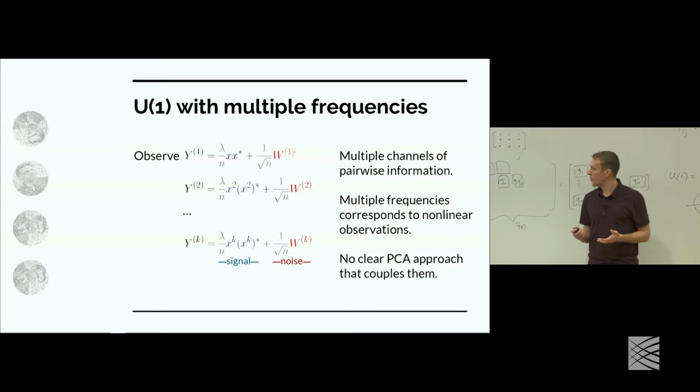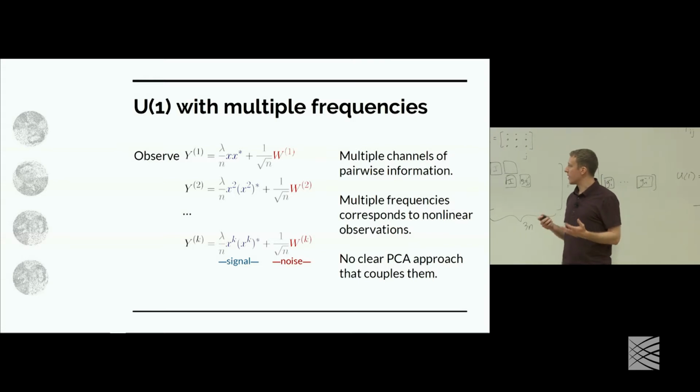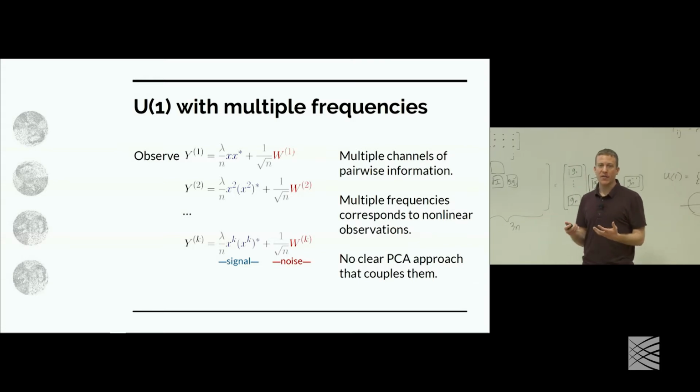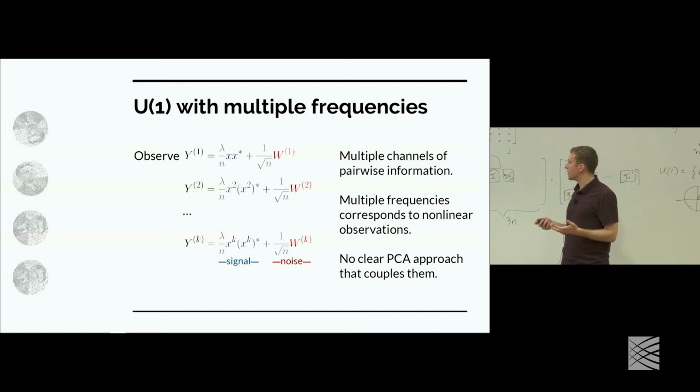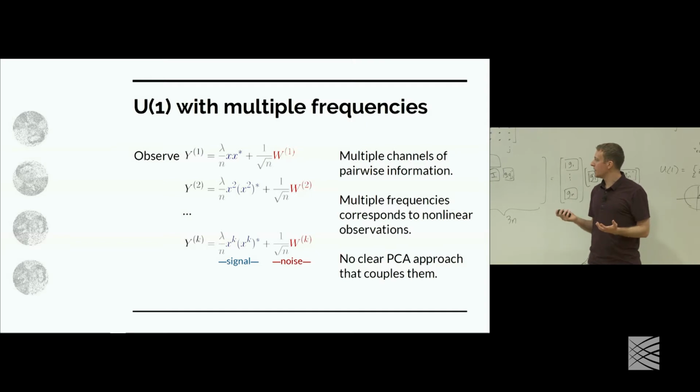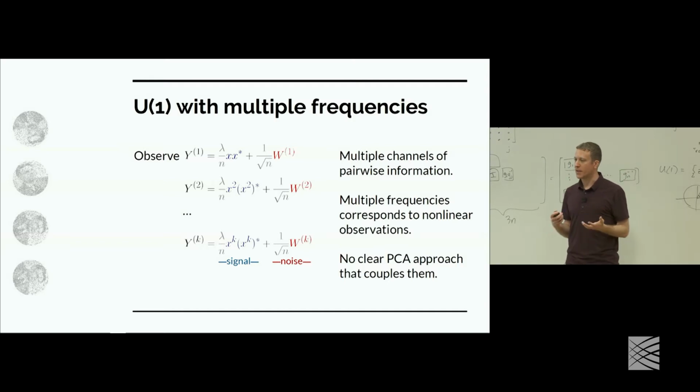Okay, so this corresponds to nonlinear observations. The type of observations we have in real life will have multiple frequency channels, and it's really not clear what to do with all these channels. It's not clear how you would use something like PCA to synthesize the information together from all these different channels. This is really one of the key challenges that AMP will address.